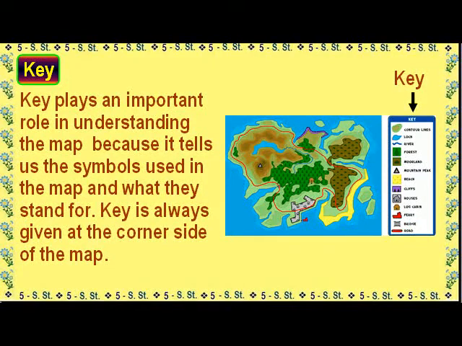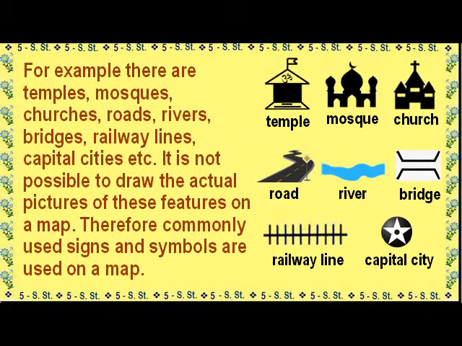Key plays an important role in understanding the map because it tells us the symbols used in the map and what they stand for. Key is always given at the corner side of the map. For example, there are temples, mosques, churches, roads, rivers, bridges, railway lines, capital cities, etc. It is not possible to draw the actual pictures of these features on a map. Therefore, commonly used signs and symbols are used on a map.